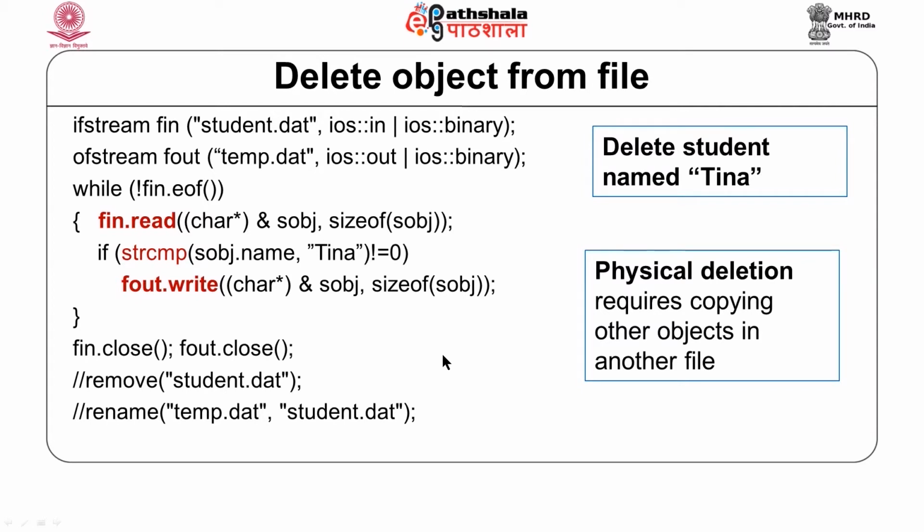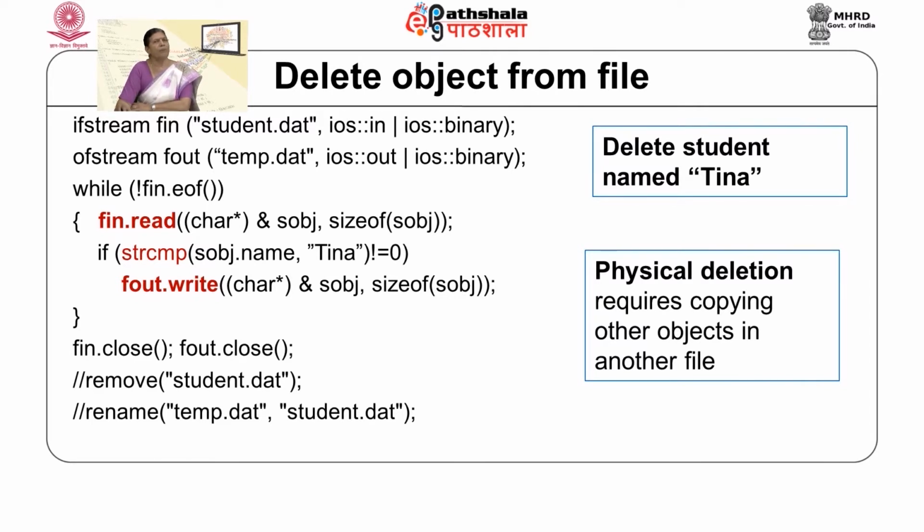Let us see how to delete the objects from the file. Suppose we have the student objects stored in the binary file, and we want to delete the student named Tina. There are a few options, because when we want to delete, it will create empty space in between, which is not possible because these are sequential files, and therefore, all the records other than the record to be deleted are to be copied into another file. That is the physical deletion. When physical deletion is done, it requires all the remaining records or objects to be copied into another file.